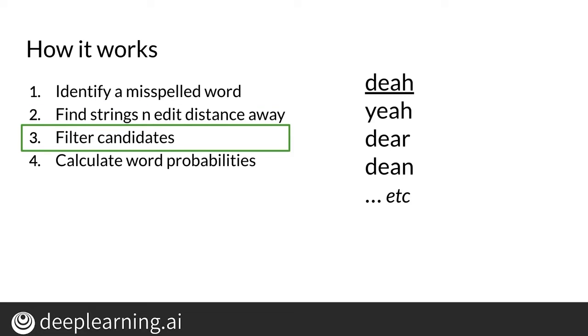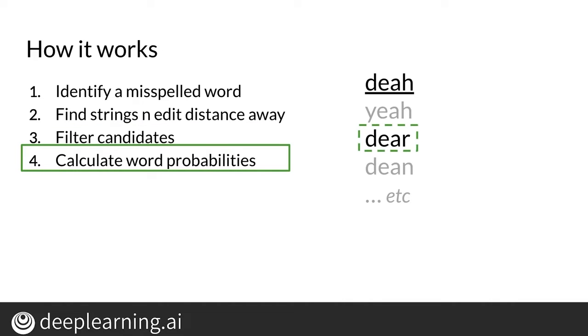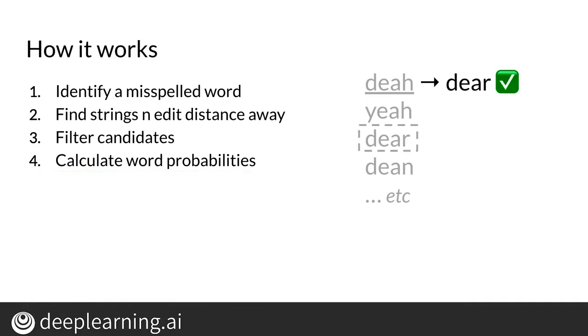Third, filter these strings for real words that are spelled correctly. And fourth, calculate word probabilities, which tell you how likely each word is to appear in this context, and choose the most likely candidate to be the replacement. So now you have a better intuition for what autocorrect is and how it works. That's good. Next, you'll take a closer look at the details for implementing each step so that you can begin to build the autocorrect model.